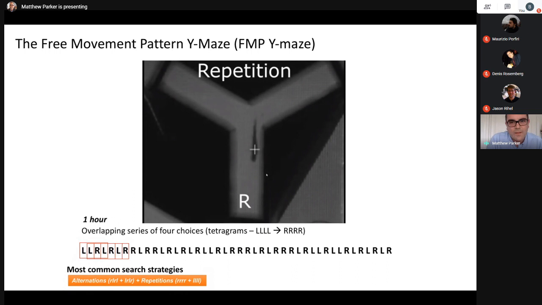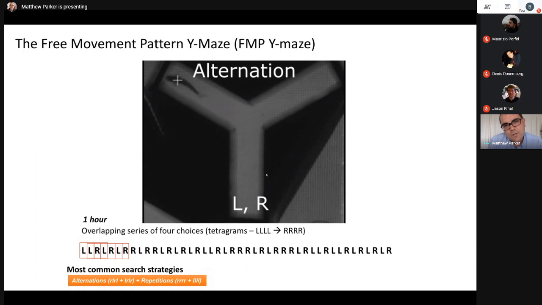Oh, there we go. So if you look at this animal, this is what we would call repetition. The animal's gone right and then turned right again and then turned right again. So actually within that set of four trials, it did four right turns. In this particular trial now, the animal is going left and then right and then left and then right.